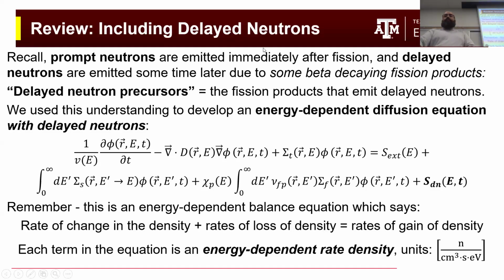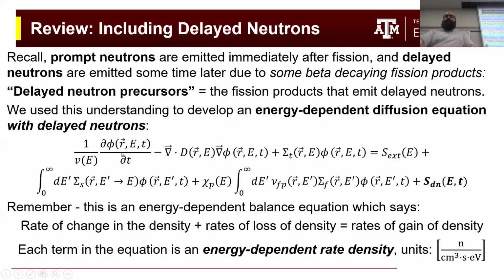And then we took our energy dependent diffusion equation and we modified it so that we had a source term for delayed neutrons. We also modified our fission production term such that the number of neutrons per fission here is only talking about the number of neutrons coming out of a prompt fission. So we're separating the prompt fission component from the delayed fission component. And this equation is a balance equation. It's an energy dependent balance equation.